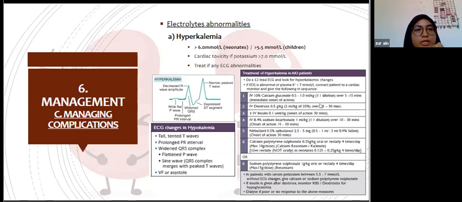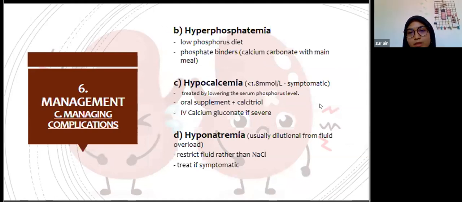So the next complication is hyperphosphatemia, which we can treat by giving a low phosphorus diet or using phosphate binders such as calcium carbonate. And hypocalcemia, we primarily treat by lowering the serum phosphorus level. But if we cannot do that, we can give an oral supplement, calcitriol, which helps our body absorb calcium. Okay, and if severe, we can use calcium carbonate.